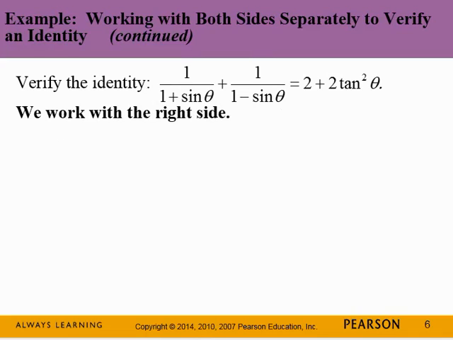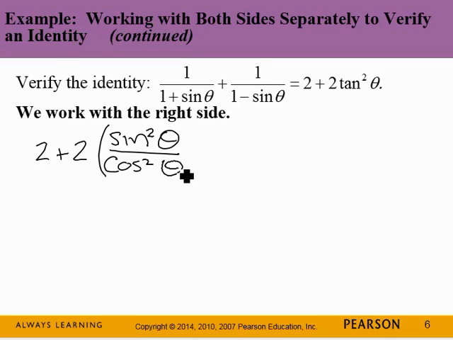Now let's look at the right-hand side. So we have 2 plus 2 tangent squared theta. We're going to convert tangent. So all we did was convert tangent squared theta into sine squared theta over cosine squared theta.